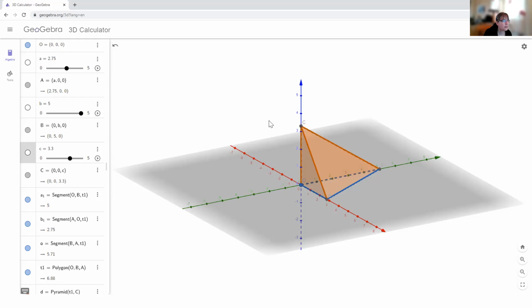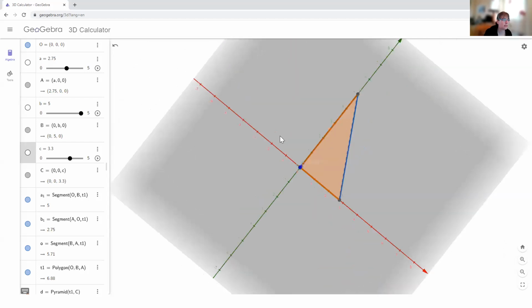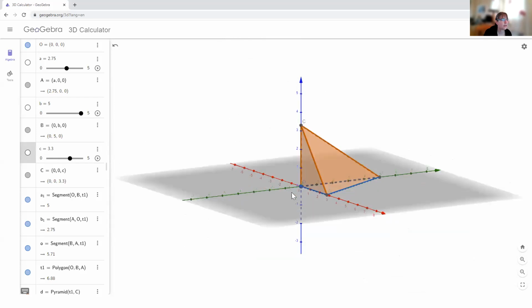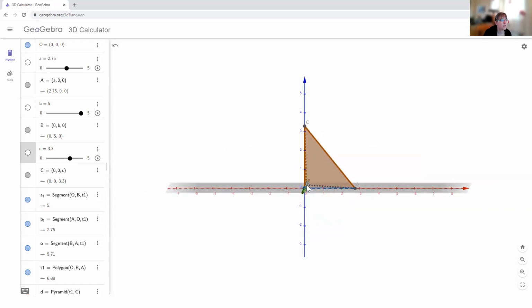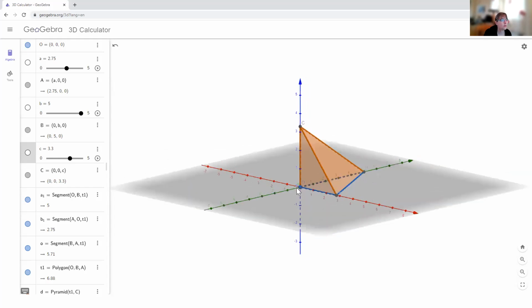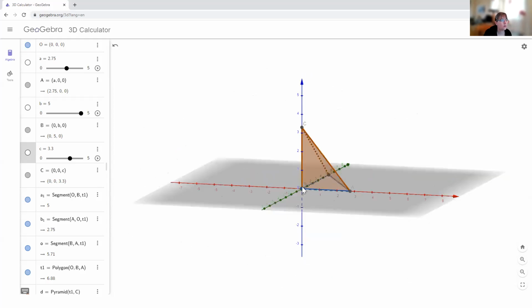And so from this, you can see that if I look straight down on it, we can see that right angle triangle for the base. And looking on the side, we can see that that's a right angle triangle as well. So we've got sort of 3 right angle triangles for faces and then 1 awkward face.